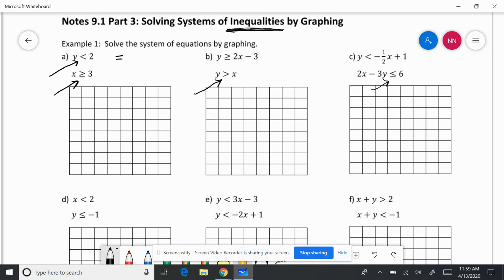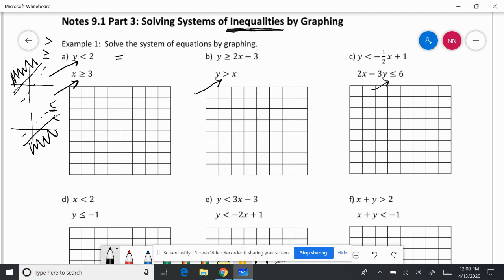Now the difference, if you remember from first semester, is that when we have these, we're going to be shading. We're going to be shading above if it's greater than or equal to. We're going to be shading below if it's less than or equal to. Whenever it's greater than, it's going to be a dashed line. Whenever it's less than, it's also going to be a dashed line. The equal sign means that we have a solid line.